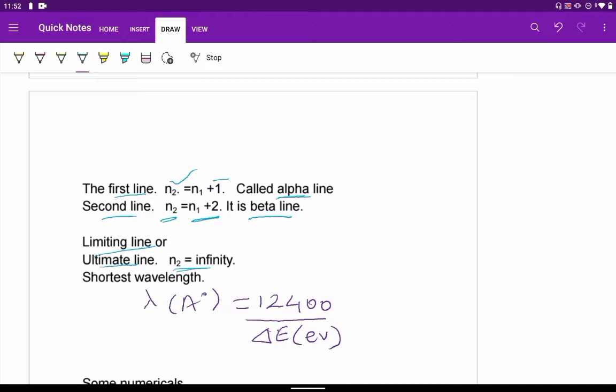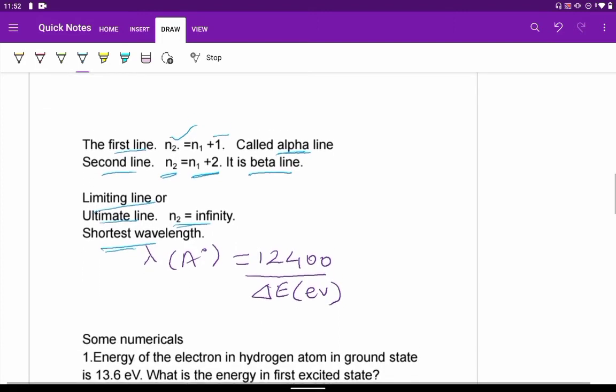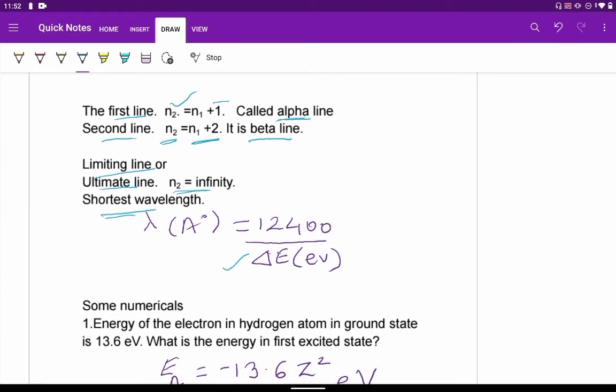When n2 is equal to infinity, it is the shortest wavelength, because the energy difference, delta E, will be very high. So pertaining to it, the wavelength which is obtained will be the shortest wavelength. In this situation, if we know delta E, we can calculate the wavelength for that particular radiation.